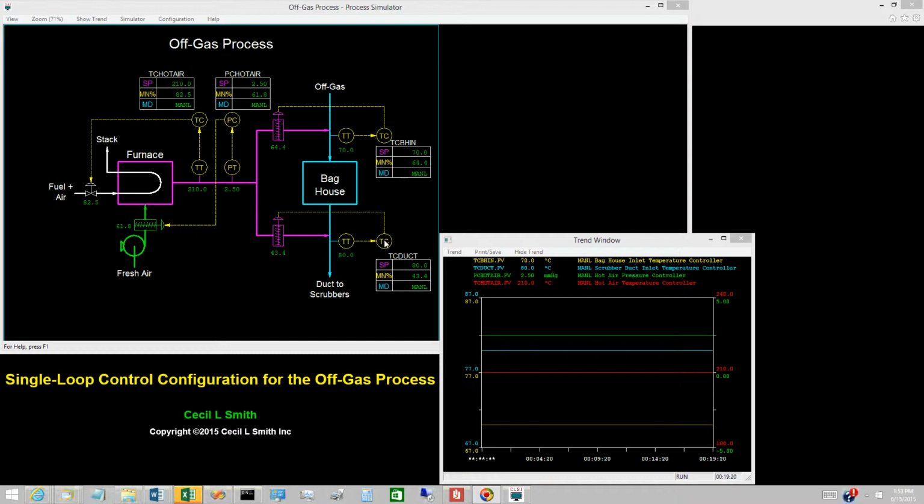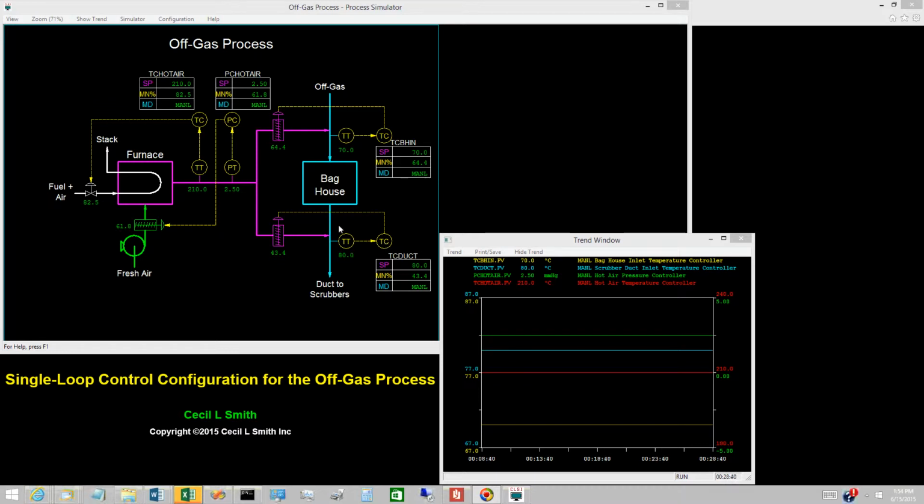This and subsequent videos illustrate the application of various principles of process control to the off-gas process described in the previous video. None of these principles will be explained in detail. This permits the videos to focus on how the principles are applied to the off-gas process. Explanations are available separately, such as in my book, Practical Process Control, whose focus is loop tuning and troubleshooting.